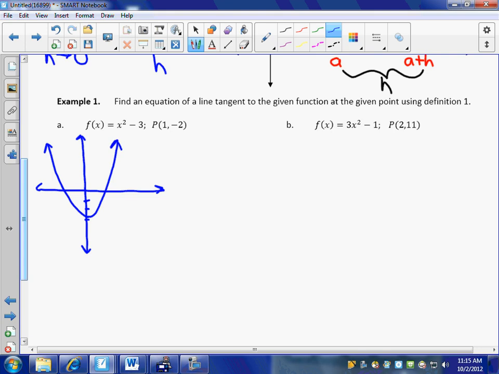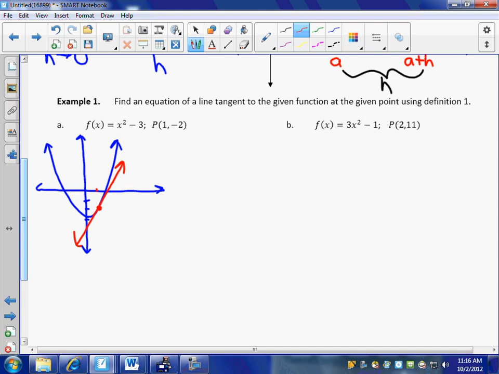Now you tell me, at the point (1, -2), I want the equation for the line tangent at that one spot right there. You estimate. What would be a reasonable guess at the slope? Positive 2. Give me another reasonable guess. Positive 1. Positive 3. We know it's positive.